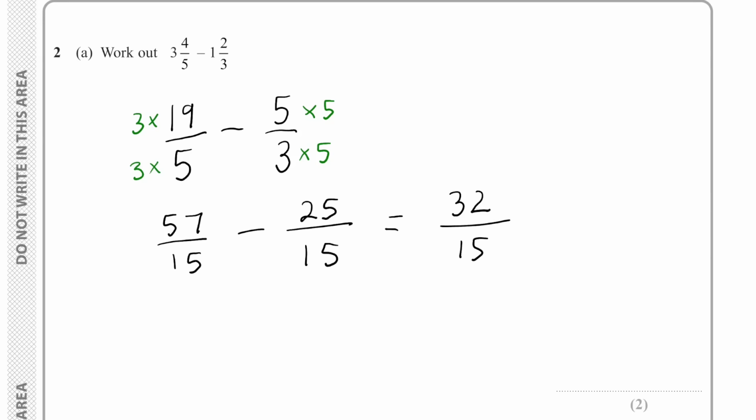We weren't asked to give our answer in a certain form, so I could give that as my answer, but I'm going to convert it back to a mixed number. I've got 32 15ths, 15, 30, I've got 2 wholes, and I'm at 30, so I've got 2 left over. 2 whole ones and 2 15ths.